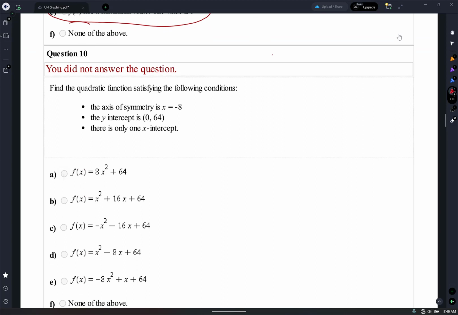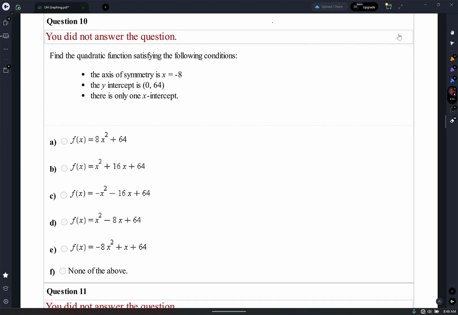All right, here we go. Next. Find the quadratic function satisfying the following conditions. The axis of symmetry is negative 8. All right, so think about it. A parabola has an axis of symmetry right down the middle. So if they tell you the axis of symmetry is negative 8, that means that negative 8 is part of your vertex.